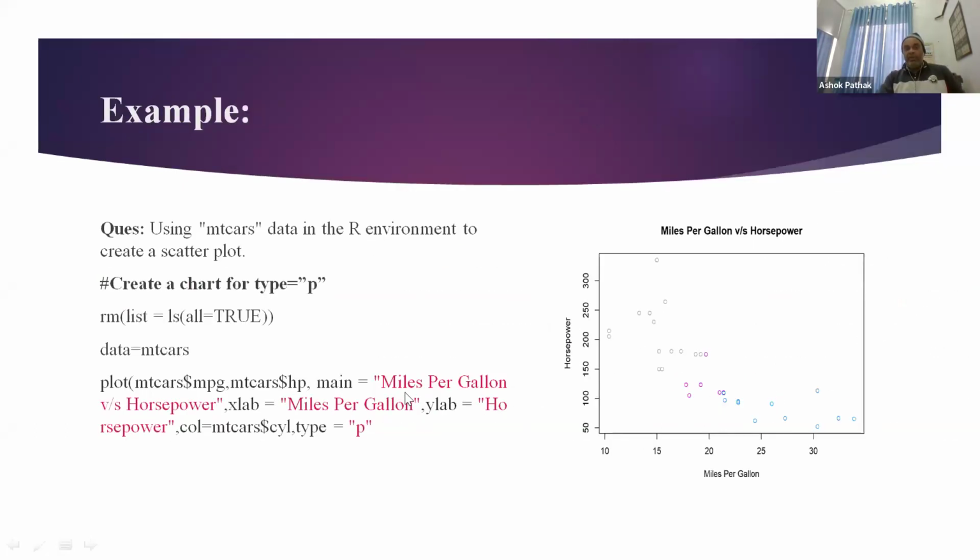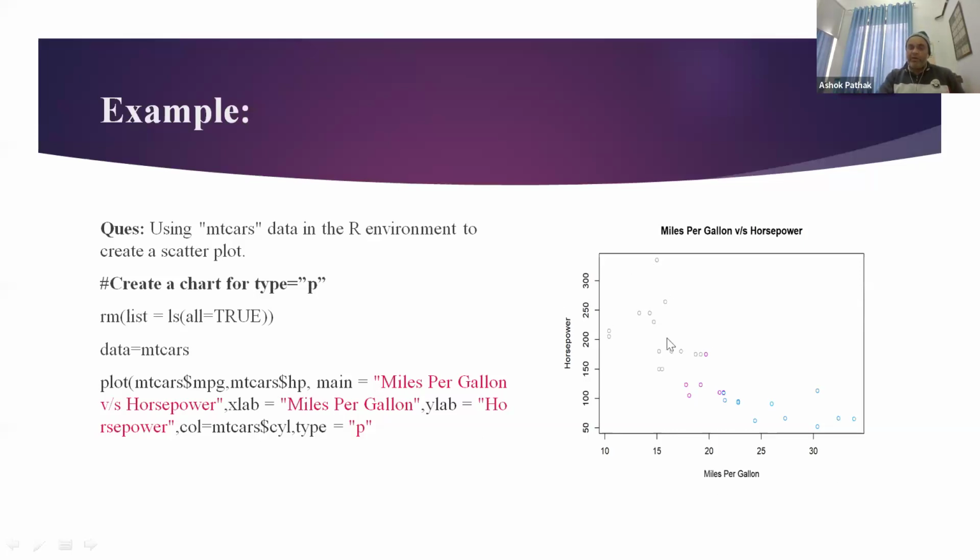So, miles per gallon versus horsepower. X is the miles per gallon, Y is the horsepower, and color is this one. This will make this kind of graph, like small bubbles. Okay, so X is miles per gallon and Y is horsepower.